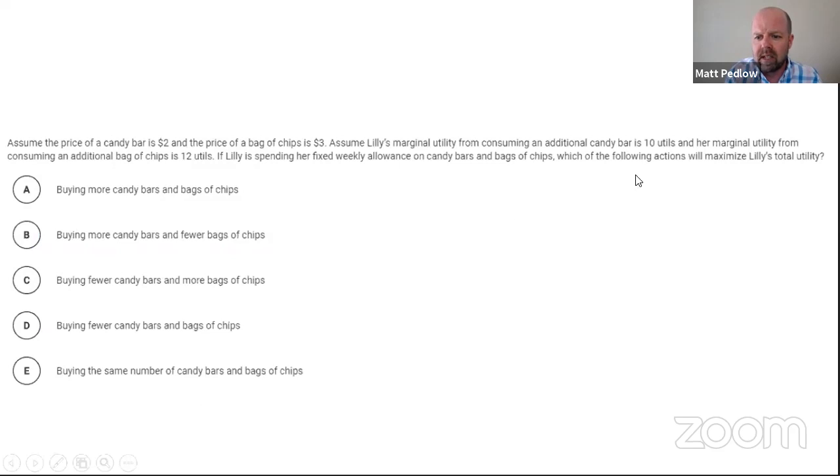And so let's look at a couple questions. We'll get to a free response and then get you guys back out into the sunlight. So assume the price of a candy bar is $2 and the price of a bag of chips is $3. And Lily's marginal utility from an additional candy bar is 10 utils. Marginal utility of a bag of chips is 12. And she's going to spend all of her allowance on candy bars and chips. That's not really healthy, but we're going to give her a pass on this one. So let me just do the math here right next to you. So the marginal utility of good X, we'll say candy bars, 10, and the price of candy bars is $2.